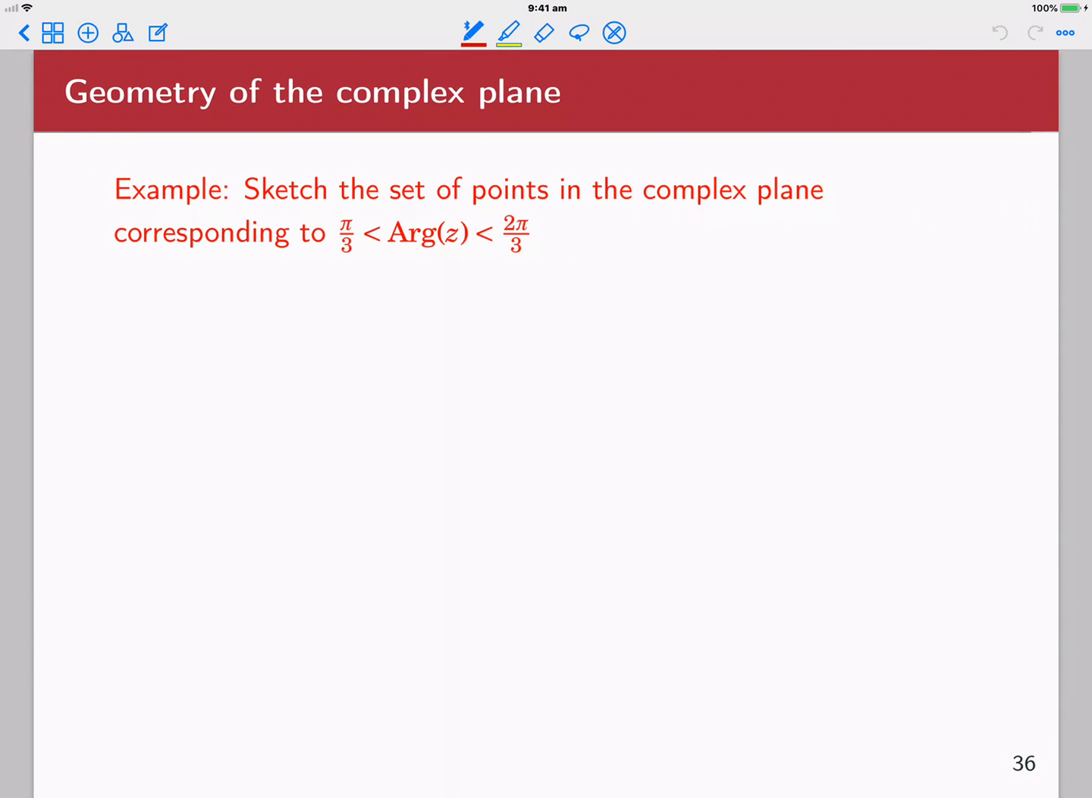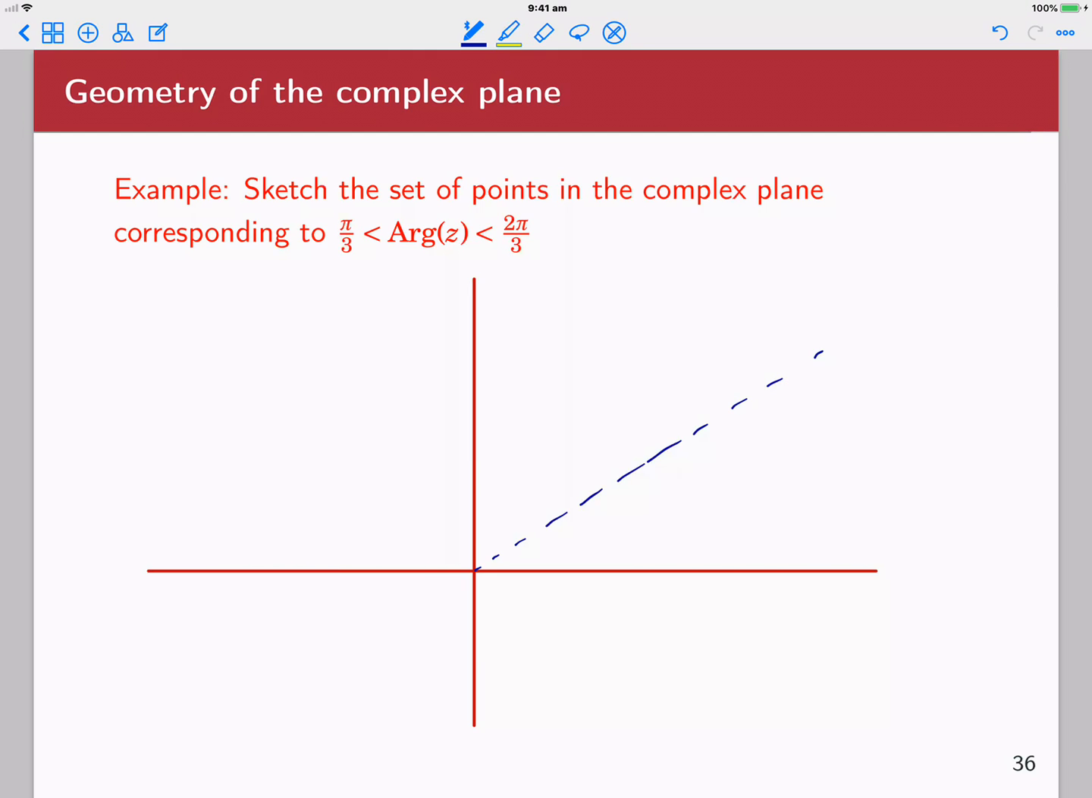So moving on to the next example, we want to sketch the set of points where the principal argument lies between pi on 3 and 2 pi on 3. So if you have an angle of pi on 3, let's say this is pi on 3, right? If you have a principal argument of 2 pi on 3, it's here. The idea is that they're symmetric, right? Because this is 2 pi on 3, this is pi on 3 as well.